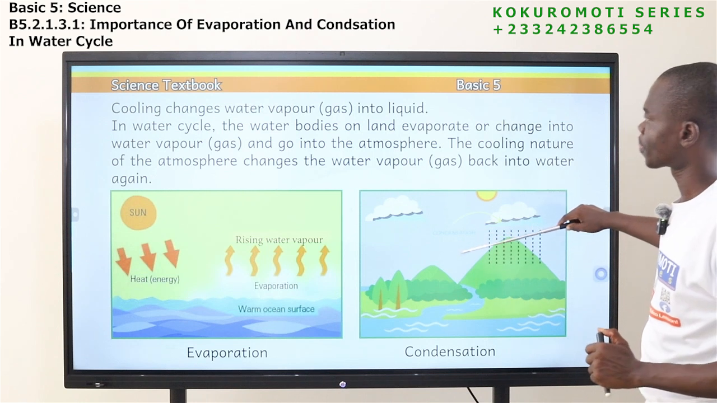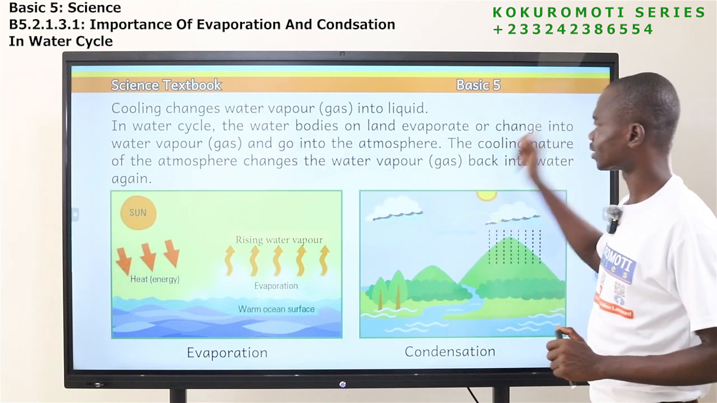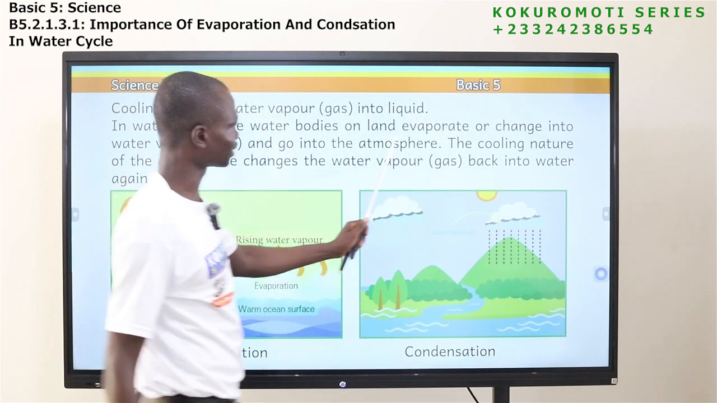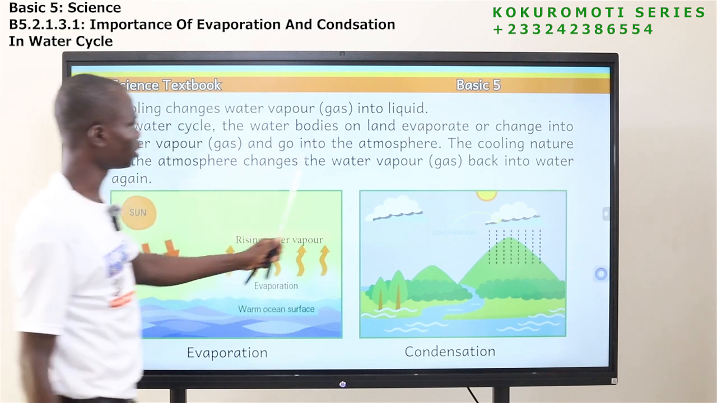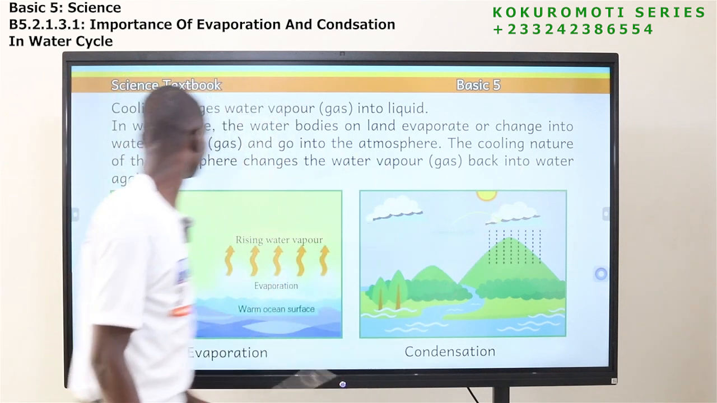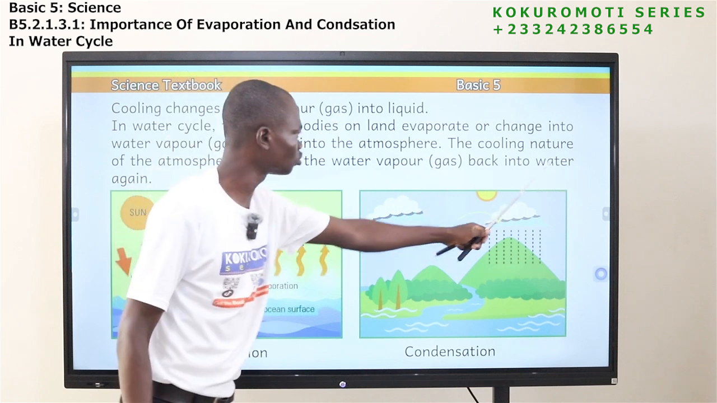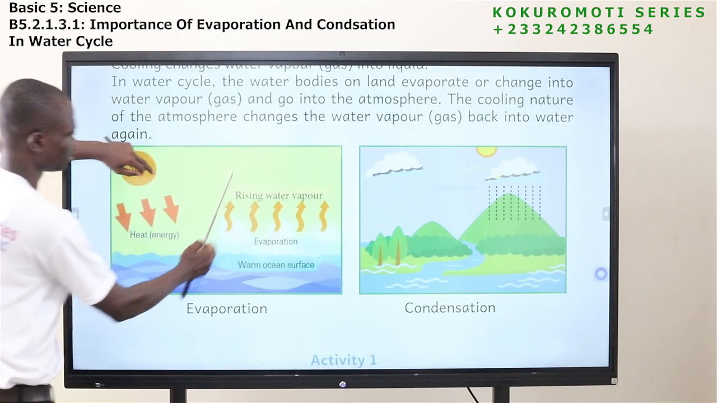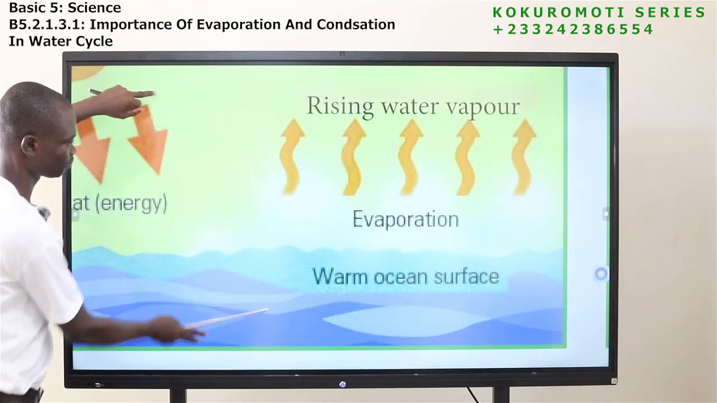So cooling changes water vapor, that is a gas, into what? Liquid. In the water cycle, the water bodies on earth evaporate or change into water vapor and go into the atmosphere. The cooling nature of the atmosphere changes the water vapor, that is a gas, back into water again. So let's look at this. Evaporation. This is evaporation.